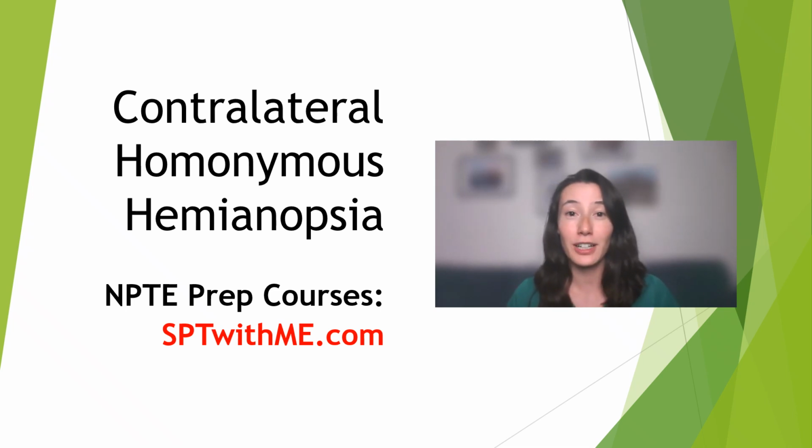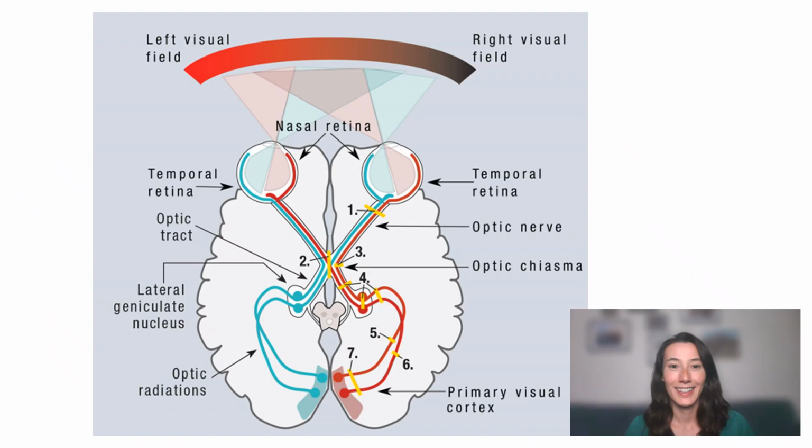Now for what you're actually here for, let's talk about contralateral homonymous hemianopsia. To learn about this topic, you have to know about the visual pathway. So let's talk about it. This image shows a top-down view of the visual pathway.